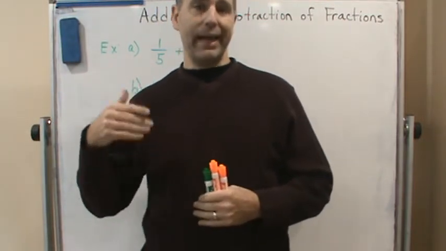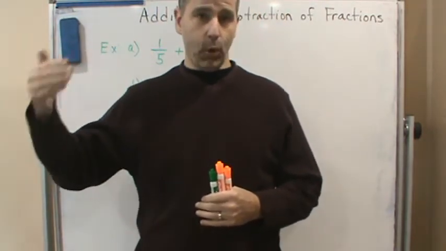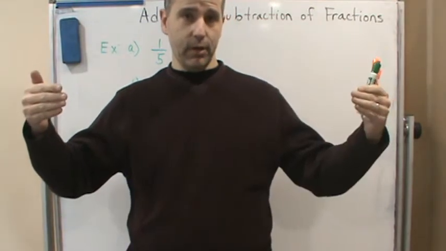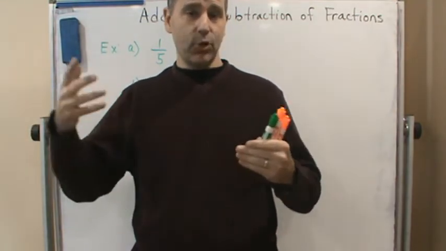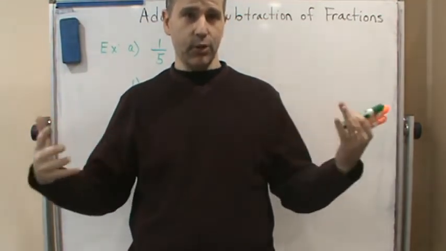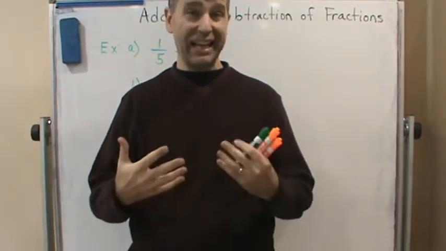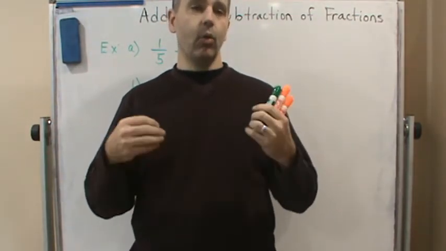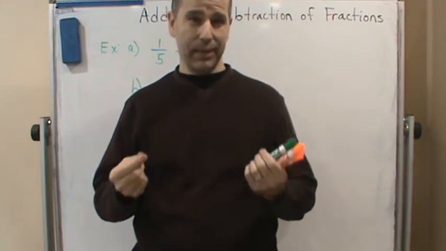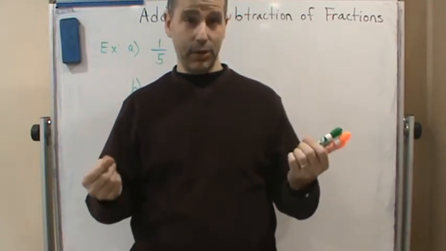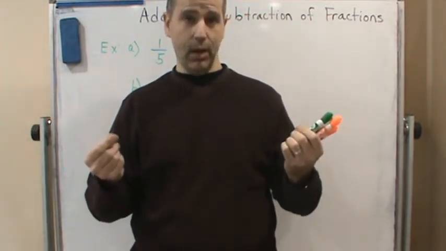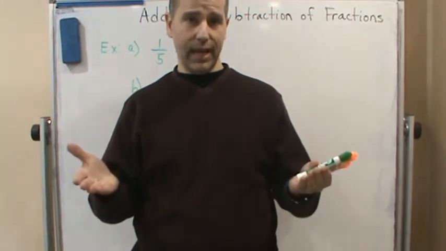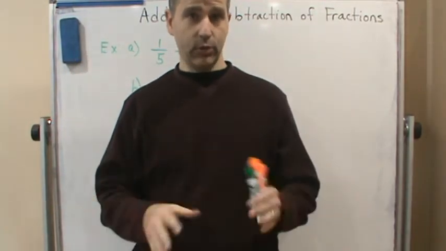If we're trying to add fourths and thirds, we can't do it. It's like trying to put apples and oranges together, trying to make them the same. It's not going to work, okay? So we have to make them the same kind, which means the denominators have to be the same. When the denominators are the same, it's easy. So that's what we're going to start with.